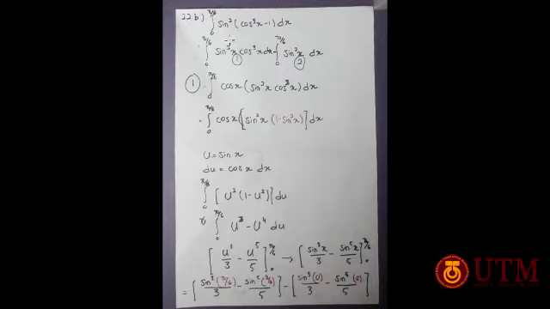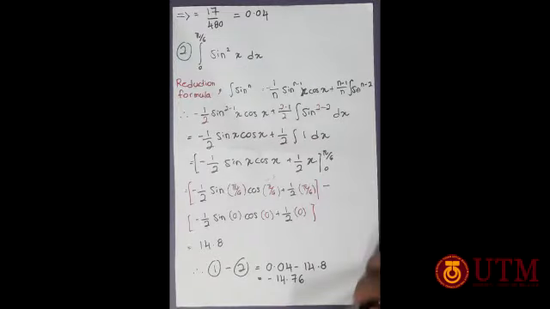Okay, so this is the equation for 32b, and then it will become this kind of equation. I separate it into part 1 and part 2. When I settle part 1, I will get this kind of equation, and I use the substitution method to solve it. After I substitute the limits of the integral, it will be like this. So the answer for part 1 is 0.04.